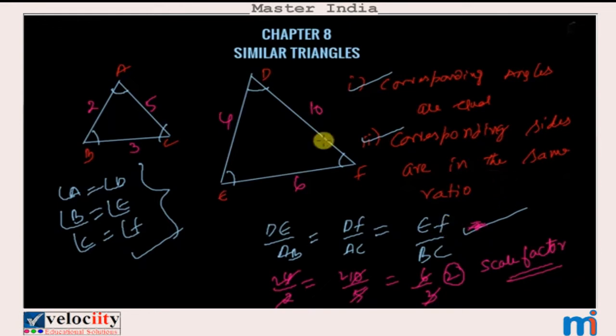When two triangles are similar, let's say triangle ABC is similar to triangle DEF, symbolically we represent it like this: triangle ABC is similar to triangle DEF. This symbol is read as "is similar to". So we read it as triangle ABC is similar to triangle DEF.